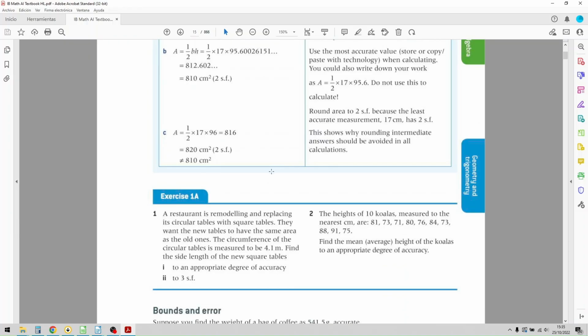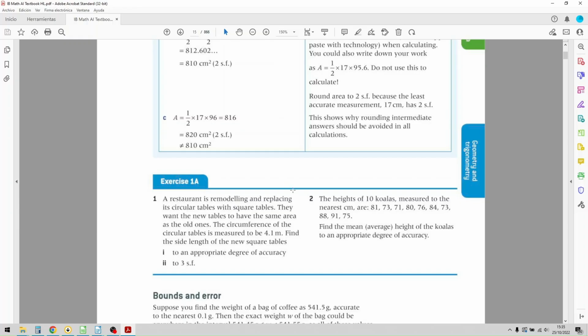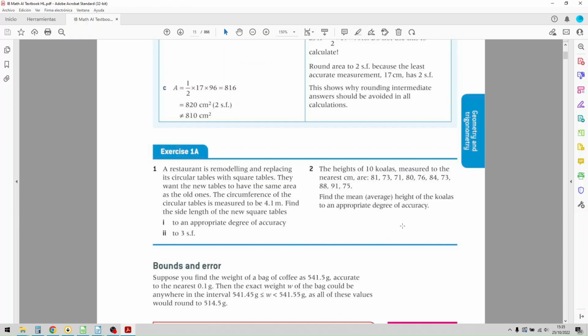Because remember, the IB program has a trick to it, and that is the exams are always much harder than the material that is in the book. So to overcome this, the students always need to be working on past paper questions, and we'll get to that. But for now, we can see we have some easier book problems.